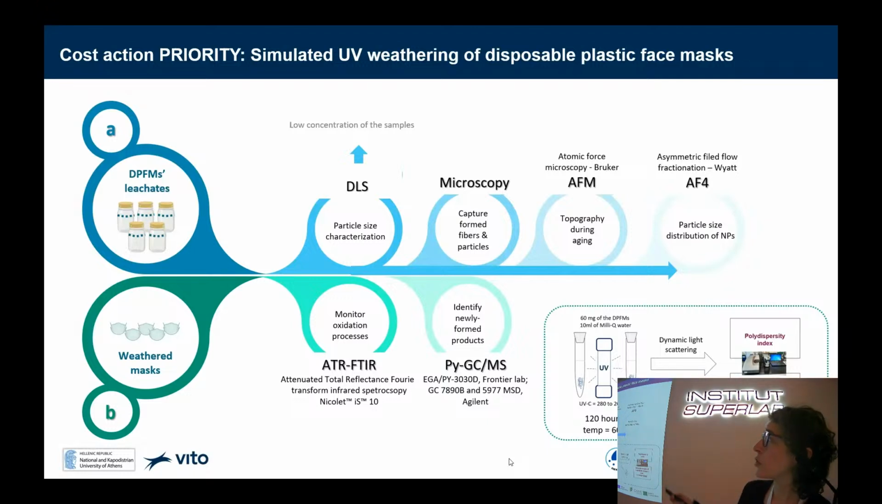As we have seen that we could not measure particle size characterization by dynamic light scattering due to the low concentration of the particles in the samples, we did extra UV tests, and after that aging, we also performed again the DLS measurements, where we could then clearly analyze the samples after extended 1 year aging of the face masks, and there we also use the asymmetric field flow fractionation as a separation technique.